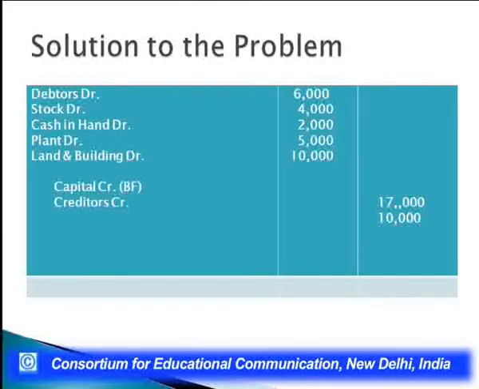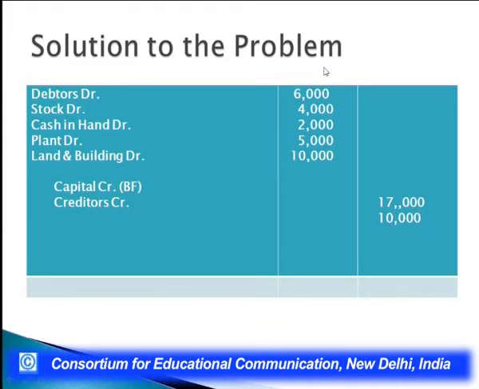So let's try to put it in the solution now. Debits would be for all assets. So debtors, given 6,000, will be debited. Stock, an asset, would be debited 4,000. Cash in hand, again another asset, 2,000 would be debited. Plant, another asset, 5,000 would be debited. Land and building, another asset, a long-term asset, would be debited. So the only item given on the credit side was creditors, and the value was 10,000.